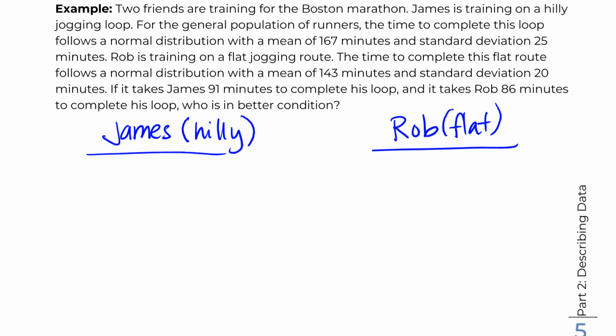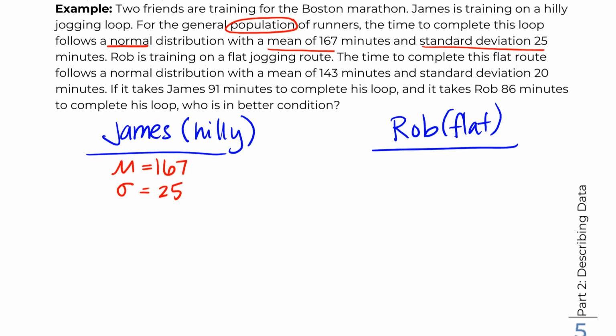And as we read through the questions, we can take some time to translate what we're given. We know that for James, the time to complete this loop is normally distributed, which means we can draw our cute pictures, use z-scores, all that good stuff, with a mean of 167 and a standard deviation of 25. So I'm going to use the mu, 167, and standard deviation of 25. I'm going to use those variables because it did say population here. So technically those are parameters. Whether or not we believe that's a feasible thing to have, they've given us parameters.